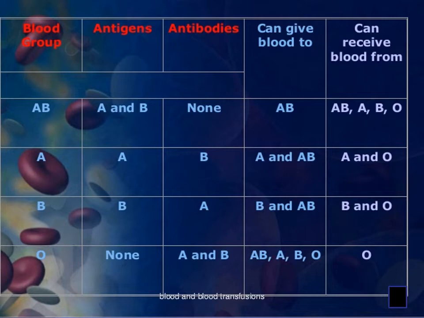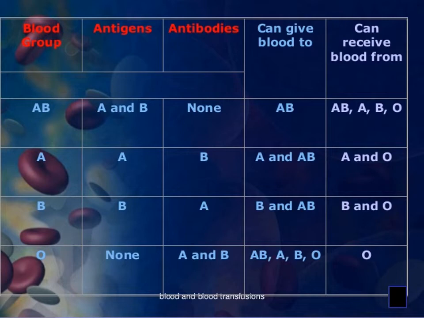Therefore, a patient who has the blood group AB can receive blood from any other group: AB, A, B, O. Hence it is called the universal recipient. On the other hand, a person with blood group O has no antigens and can donate blood to any group: AB, A, B, O.